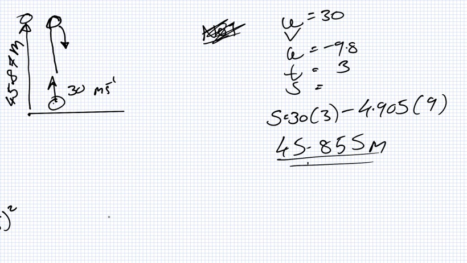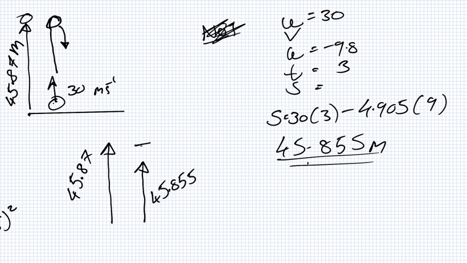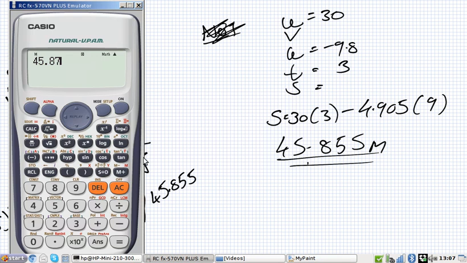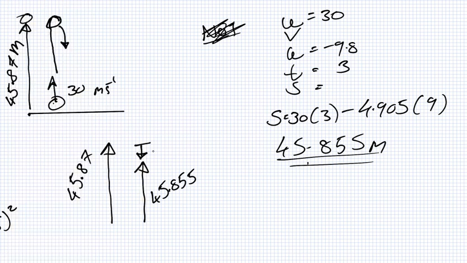So if we just try and draw that, it went up to a maximum of 45.87, and then the second situation, its displacement was 45.855. So from the maximum it fell a tiny little bit. The difference between the two, which is 45.87 minus 45.855, so that is 0.015. So the distance the ball travelled was here, up and then down a little bit.